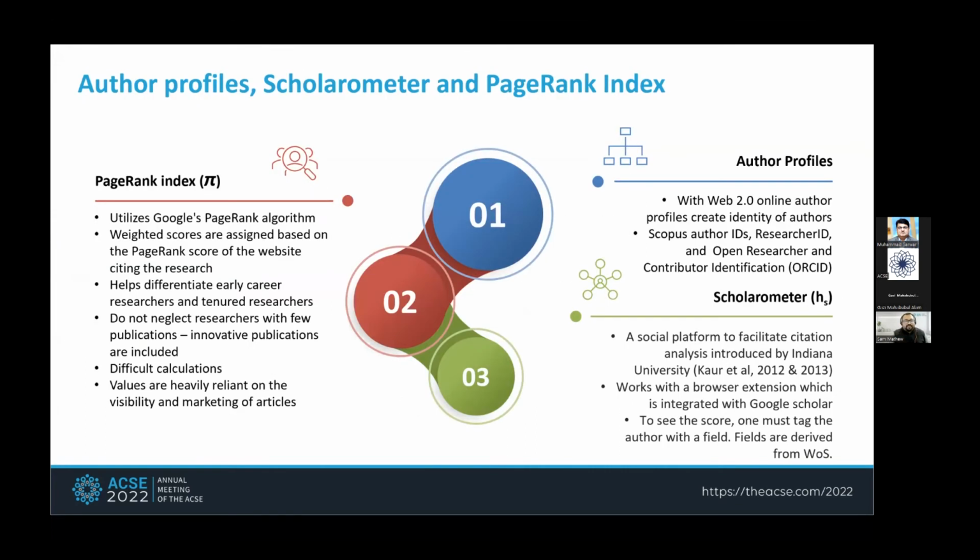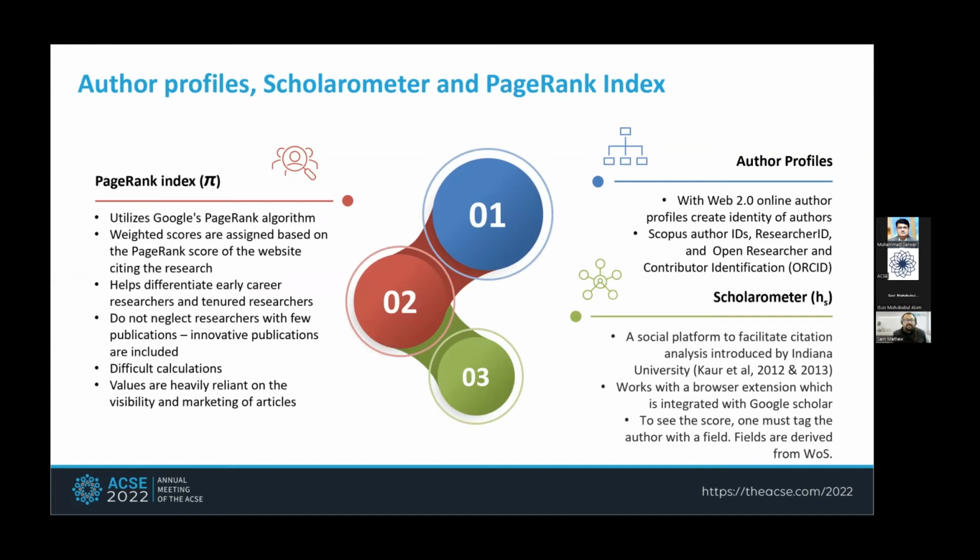Let's look at some other metrics which are currently being used, like author profile, Scholarometer, and PageRank index. And of course, with the advent of the internet or the web, there are opportunities for authors to create their profiles online on all these platforms. These author profiles help the author to establish their research identity, as these websites automatically capture your paper when it goes online.